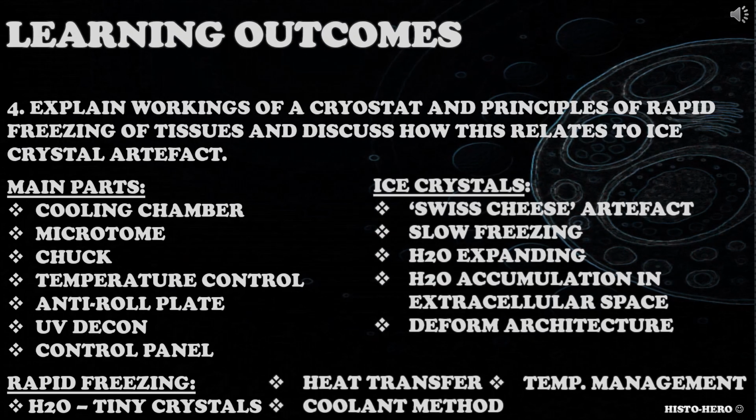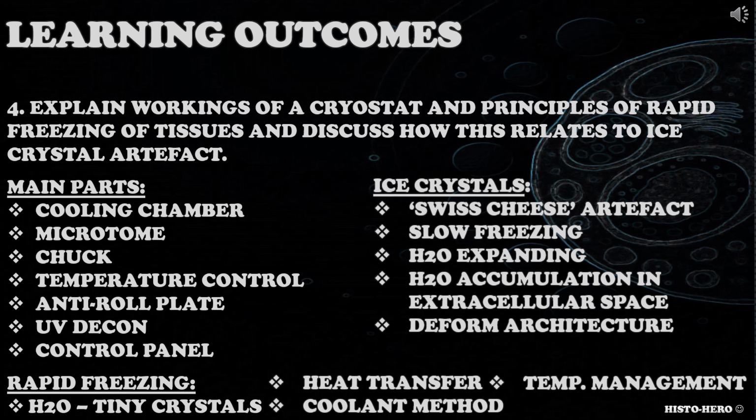The fourth learning outcome is for the candidate to explain workings of a cryostat and principles of rapid freezing of tissues and discuss how this relates to ice crystal artifact. How does cryostat work? What are the main parts of the cryostat? Consider cooling chamber, microtome, chuck, temperature control, anti-roll plate, UV decontamination, control panel.